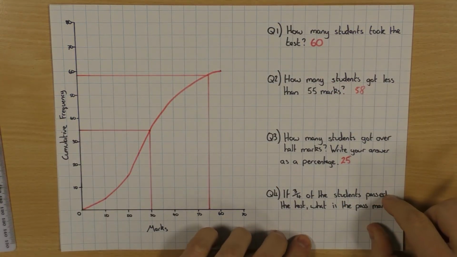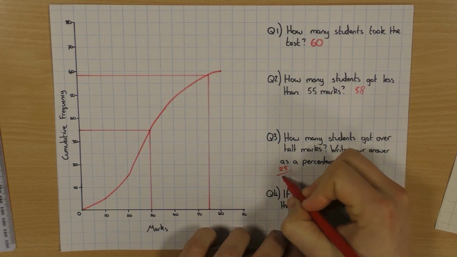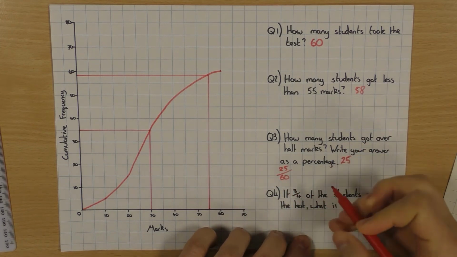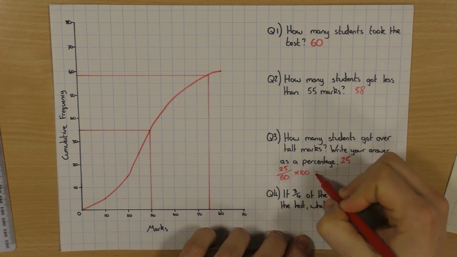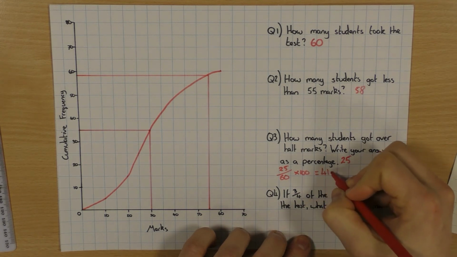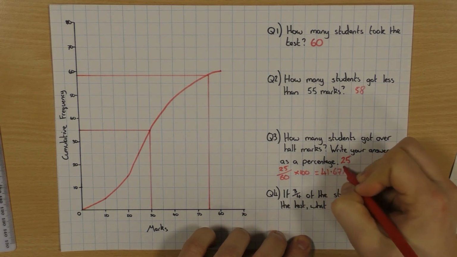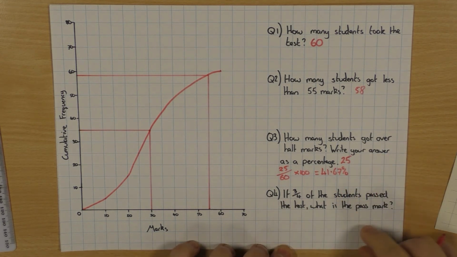Next bit says write your answer as a percentage. Well, it's 25 students out of a total of 60. So if you do 25 over 60, times that by 100, which if you use a calculator comes out at 41.67%.